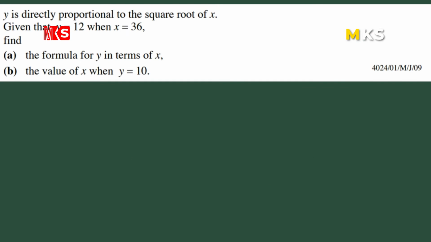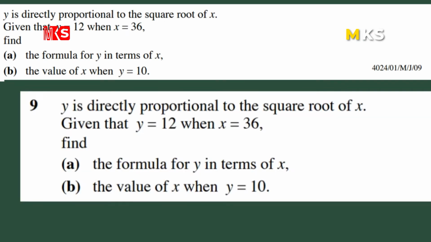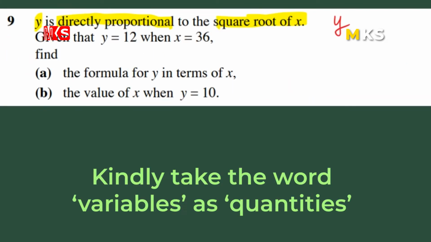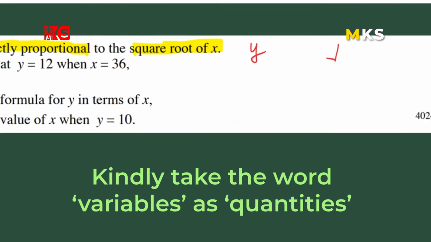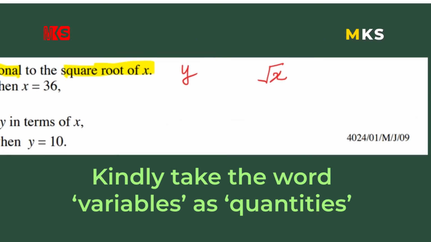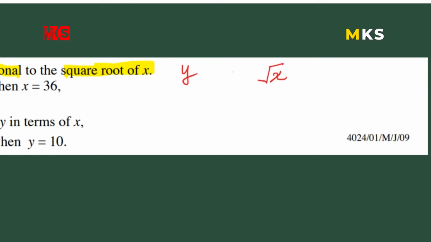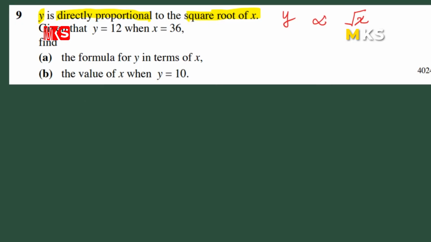One more question from May/June 9, paper 1. The statement of the question is y is directly proportional to the square root of x. So here the variables are y and square root of x. Since it is directly proportional, we will simply place the sign of proportionality between them. So we have got y is proportional to square root of x. Then we are given one pair of corresponding values of x and y.